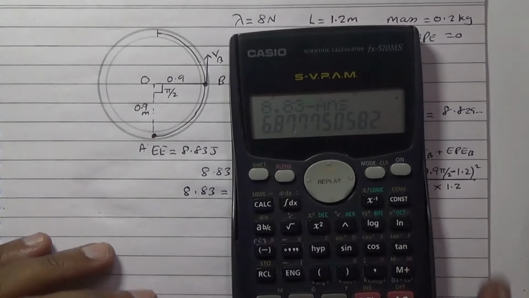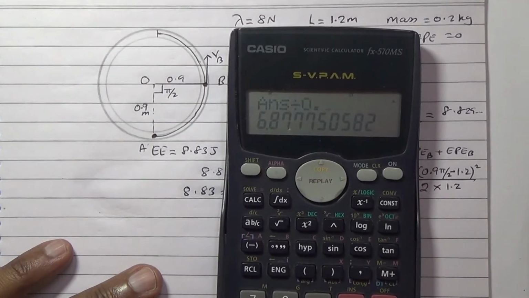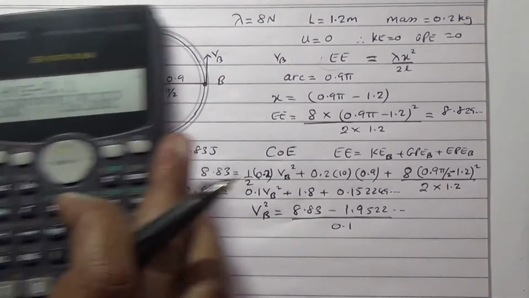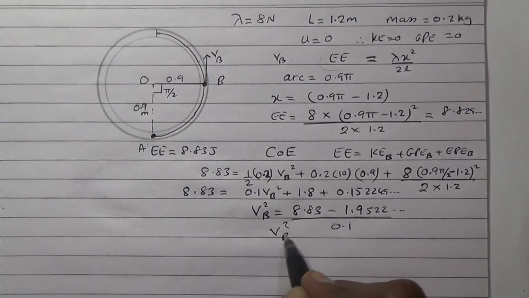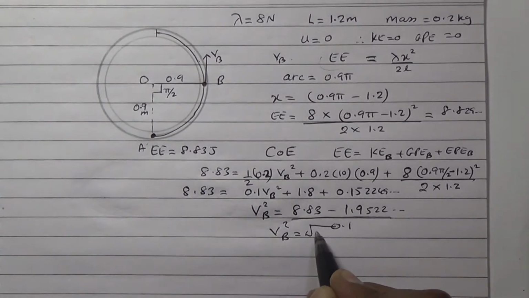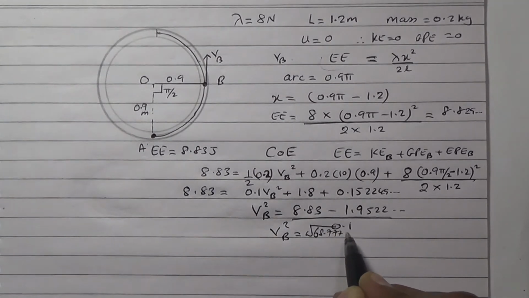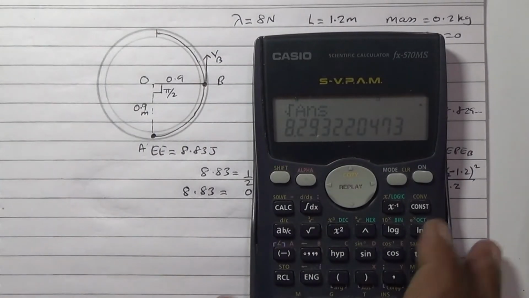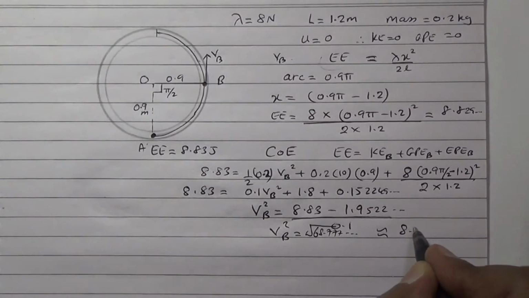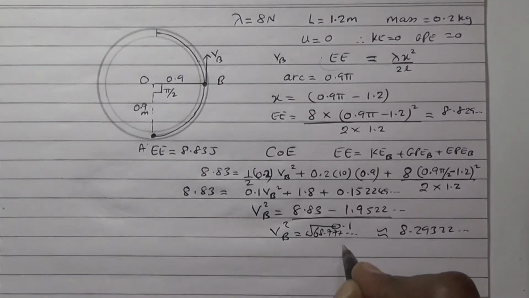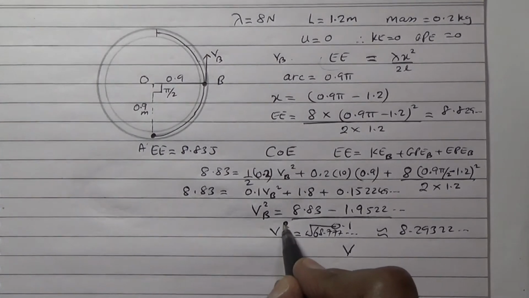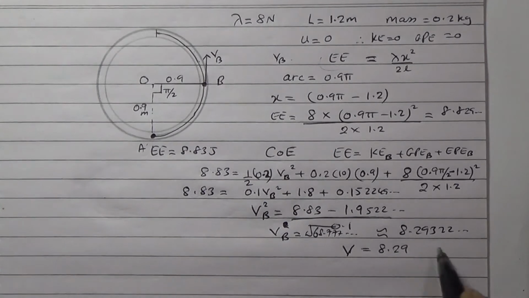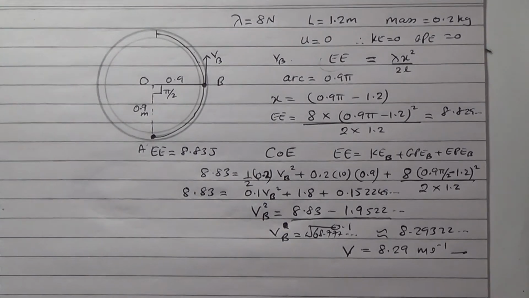Okay, so 68.775, and if we take the square root of that, we should be able to get what we're looking for. Let's take the square root, and that's what we're getting, 8.29322. Therefore, this is no longer squared because we've already taken the square root on the other side. We've got it as 8.29 meters per second, and that's the speed at B.